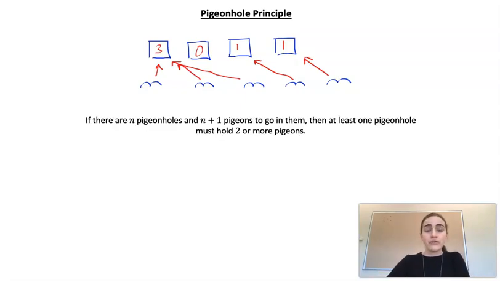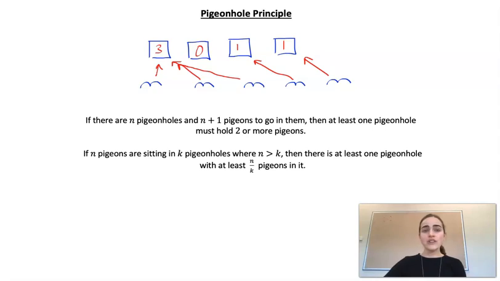So to write that more formally, if there are n pigeonholes and n plus 1 pigeons to go in them, then at least one pigeonhole must hold 2 or more pigeons. If we generalize that even further, if we have n pigeons sitting in k pigeonholes, where n is greater than k, so we have more pigeons than pigeonholes, then there is at least one pigeonhole with at least n divided by k pigeons in it. When we do this division, we'll often end up with a decimal, and we round up to the next number. We always round up.